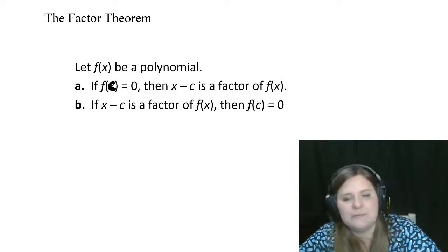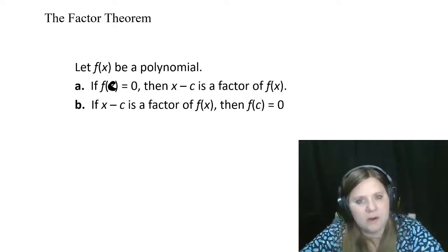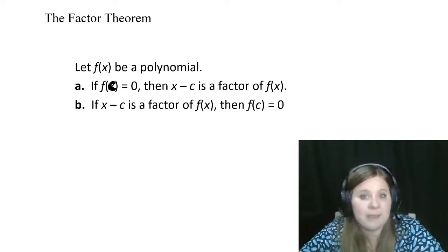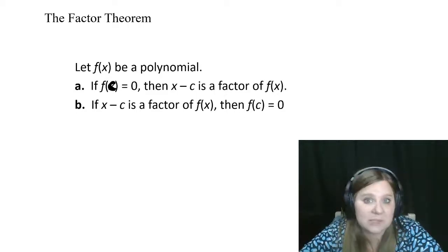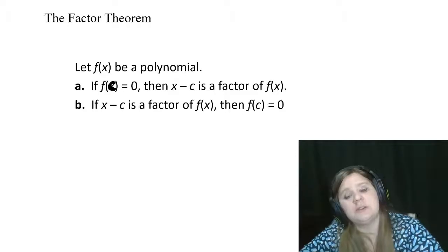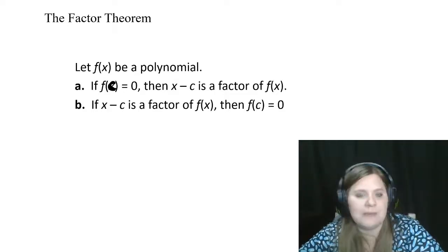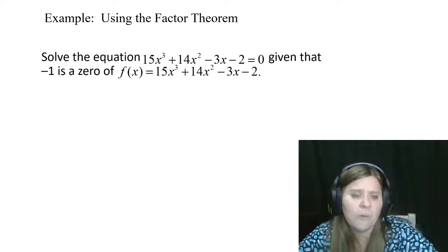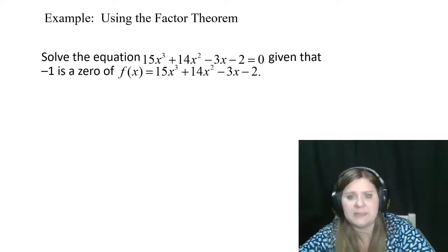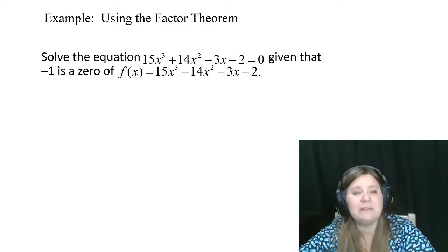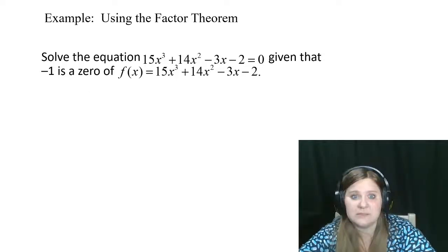So this is a way that we can factor polynomials that are maybe a little harder for us to factor. Maybe we can't factor by grouping, or maybe we can't factor by asterisk method. Maybe it's a quartic function or a quintic function. Factor theorem is going to let us do the factoring. So we want to solve the equation 15x cubed plus 14x squared minus 3x minus 2 equals 0, given that -1 is one of the zeros.